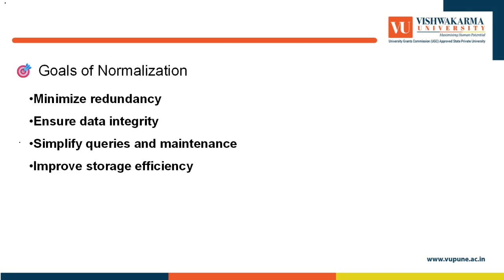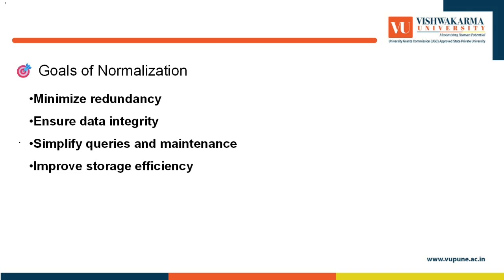And third one is simplify queries and maintenance. When your data is normalized, everything is organized into smaller related tables. So instead of digging through one giant table full of repeated values, you can write cleaner, faster queries by just accessing the specific table you need. It also makes maintenance a breeze. Need to update a piece of information? You only have to do it in one place. No need to change it across multiple rows or tables. That means fewer errors, less confusion, and better performance overall.